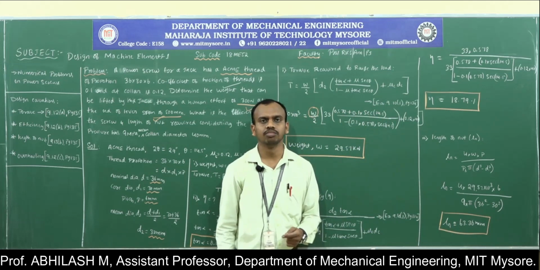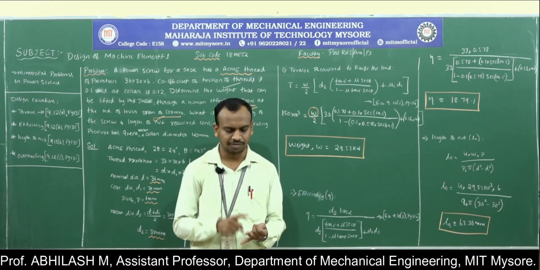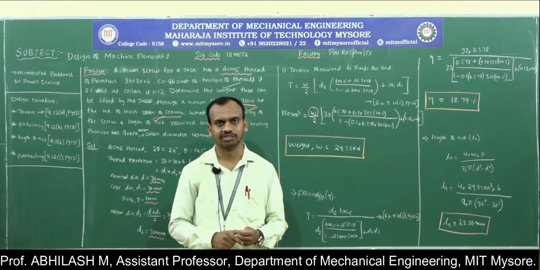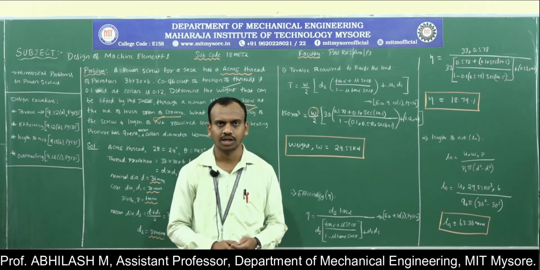So in the given problem, we have identified the 3 parameters that they asked for: the weight, the efficiency, as well as the length of the nut. In the next session, we will begin with a new topic with respect to power screws.